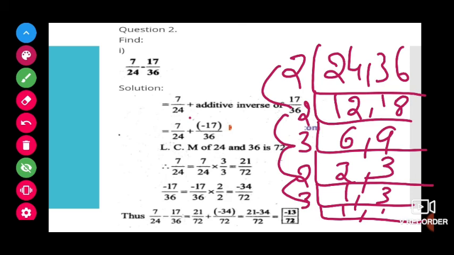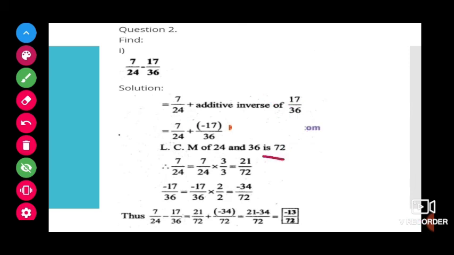Okay, so after the LCM process, we got the LCM of 24 and 36 as 72. Now to get 72, 24 should be multiplied with what? 3. So 7 by 24 into 3 by 3 is 7 3s are 21 by 24 3s are 72. One more number: minus 17 by 36 into 2 by 2, we will get minus 17 2s are minus 34 by 36 2s are 72.